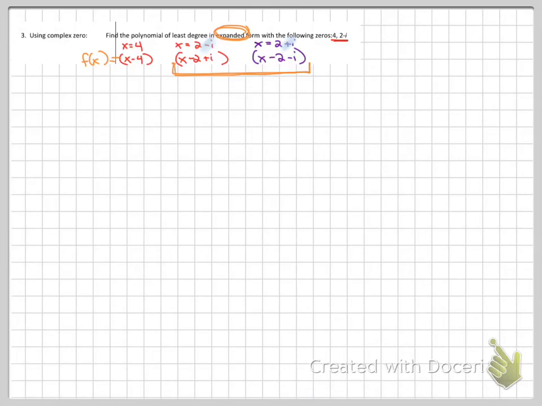So if you're super careful and you set up an area diagram and you multiply those two together, you should get a nice polynomial. Once you do that, you'll multiply it with the other factor to get your final answer. Set up and multiply x minus 2 plus i and x minus 2 minus i. Pause your video and get that answer.